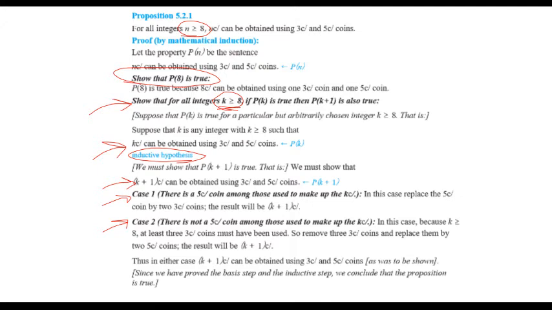So we have to have at least three 3 cent coins to make K cents where K is greater than or equal to 8. As a result, we can remove those 3 cent coins that we just proved the existence of and replace them by two 5 cent coins. And as a result, we will have K plus 1 cents. Why? Because we removed three 3 cent coins, which is 9 cents, and we added two 5 cent coins, which is 10. So we remove 9 cents and we add 10 instead.